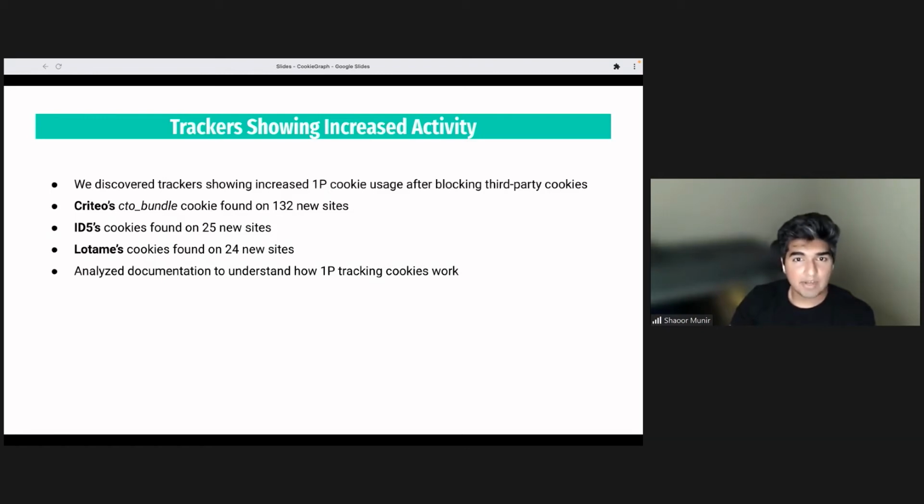Similarly, Lotame and ID5, which is a new and upcoming user tracking service, were found on 24 and 25 news sites respectively. And once we had found these interesting cases and parties making use of first-party cookies, we analyzed their documentation further to exactly figure out how they were using these cookies for tracking.